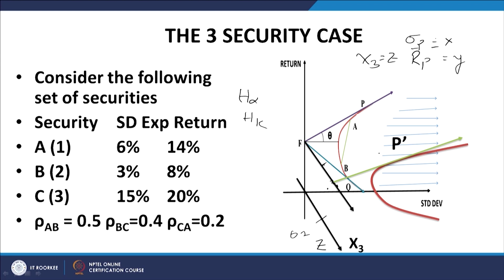Once I know the coordinates of p dash, I know the composition of the securities that form this particular point, because I know x3 and I know this point p dash, the coordinates of this point p dash. So I can find out the remaining securities. This is the geometric interpretation of the optimization, this geometric backdrop of the optimization process.